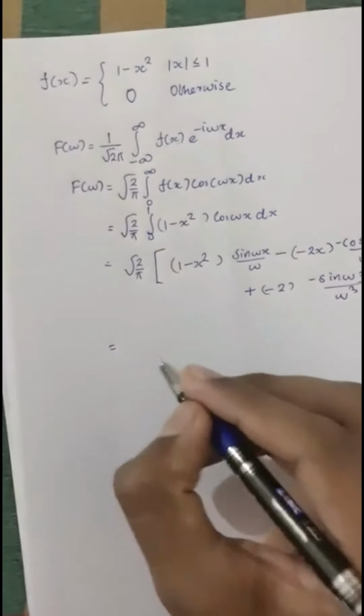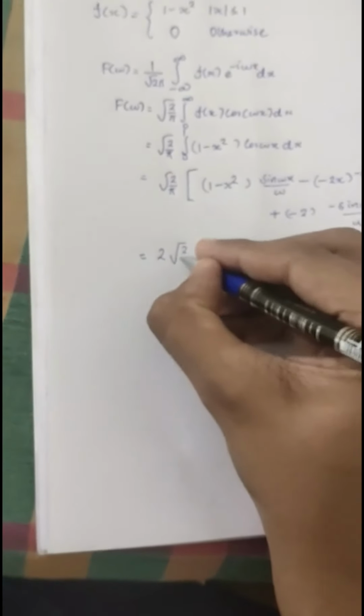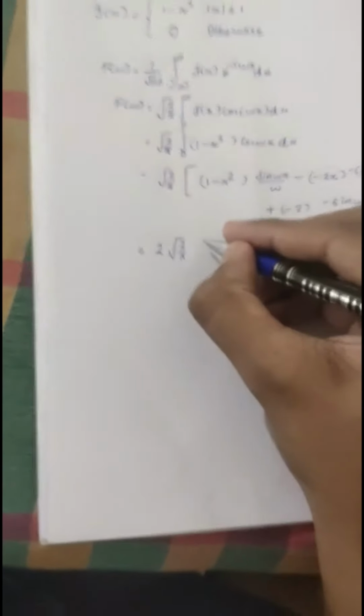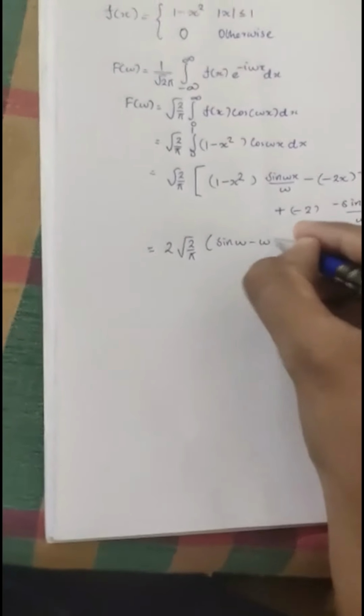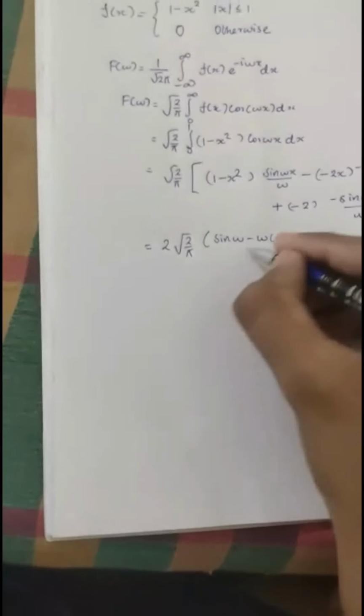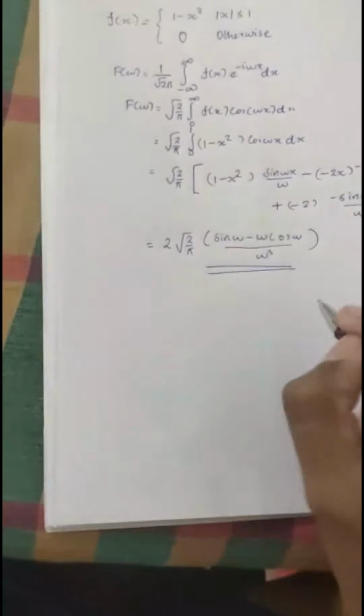Upon solving this, on simplification we will get F(ω) = 2√(2/π) · (sin ω - ω cos ω)/ω³.